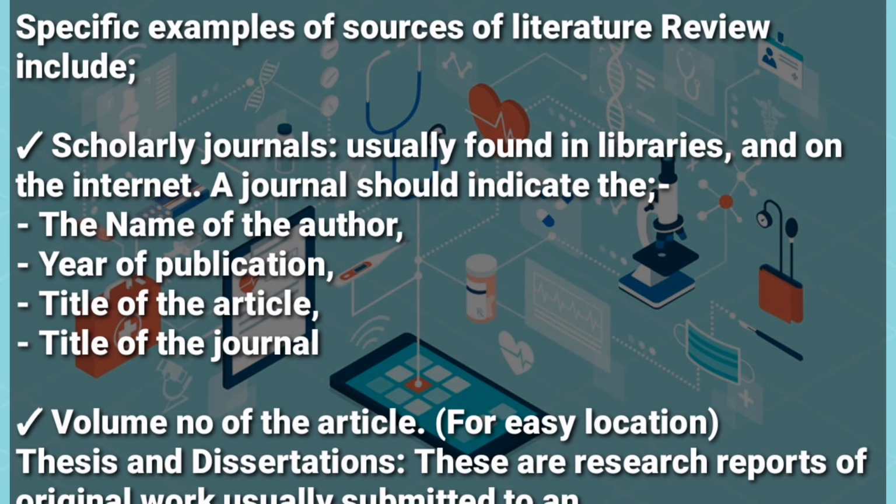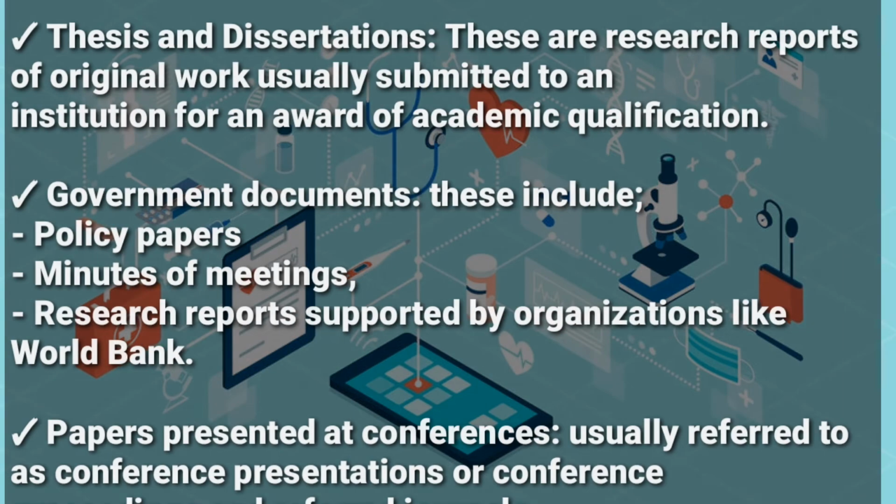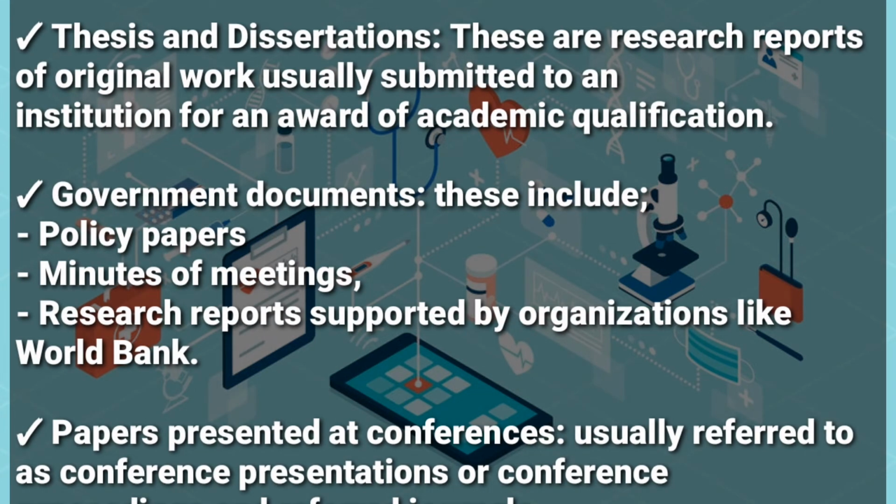Let's have specific examples of sources of literature review. We have journals. Journals are usually found in libraries and on the internet. A journal can indicate the name of the author, the year of publication, the title of the article, and then the title of the journal. Another specific example of sources of literature review is theses and dissertations. These are research reports of original work usually submitted to an institution for an award or academic qualification.